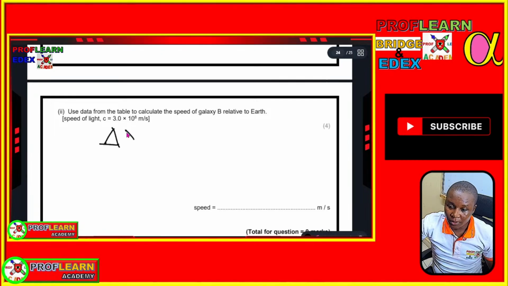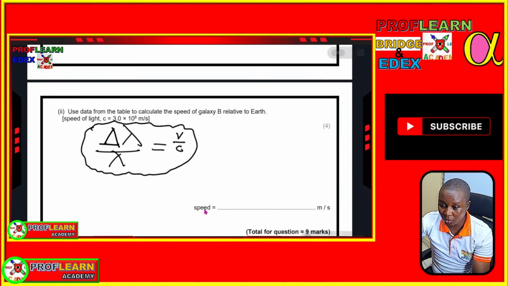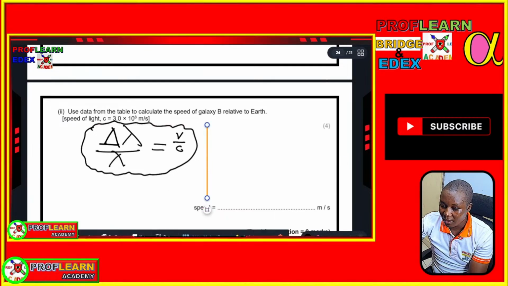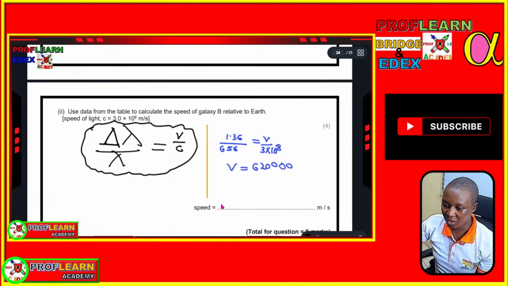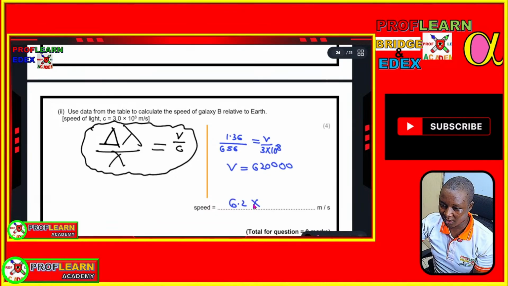Working out the speed of the galaxy, we have already seen how to use this kind of formula. I believe this one is just a walk in the park. In the event you see a question related to that, the answer is 6.2 times 10 raised to power 5 meters per second.